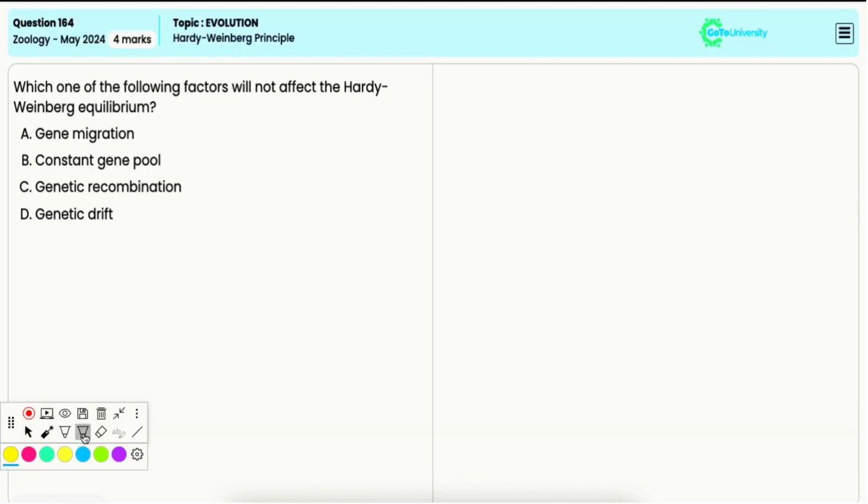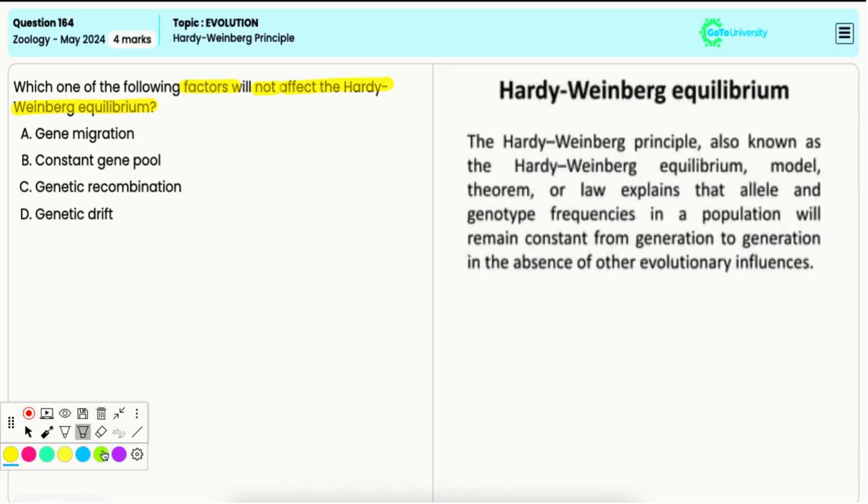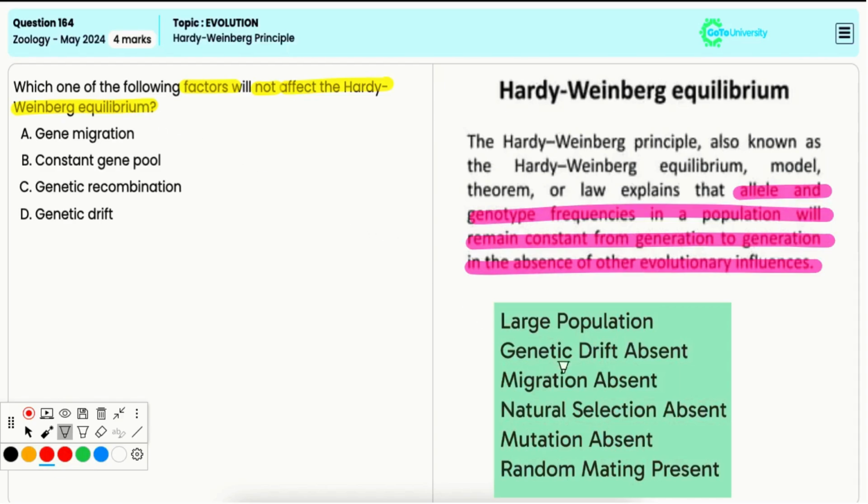In this question, you have to identify the factor that does not affect the Hardy-Weinberg equilibrium. Now, the Hardy-Weinberg equilibrium actually describes a theoretical population where allele frequencies remain constant across generations, assuming no evolutionary forces act on the population. So, gene migration, that is option A, involves the movement of alleles into and out of the population. So, this certainly changes the allele frequencies and disrupts the equilibrium.